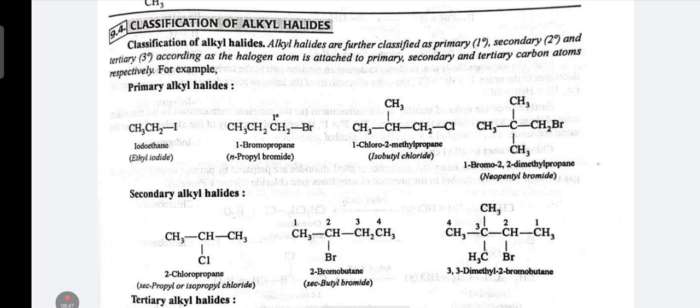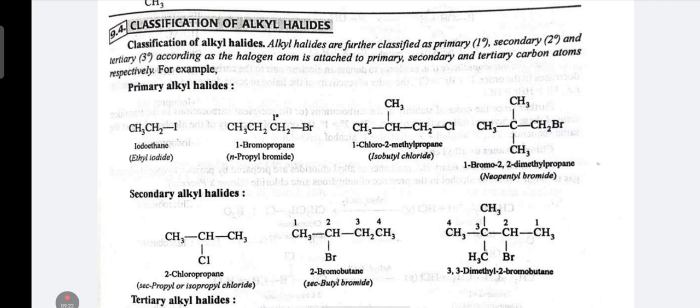Now we will discuss the classification of alkyl halide. Alkyl halides are further classified as primary, secondary, and tertiary according as the halogen atom is attached to primary, secondary, and tertiary carbon respectively. For example, iodoethane, 1-bromopropane, 1-chloro-2-methylpropane, 1-bromo-2,2-dimethylpropane. These are the examples of primary halide.